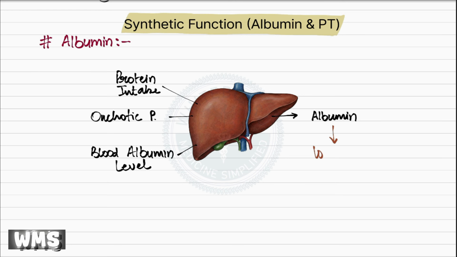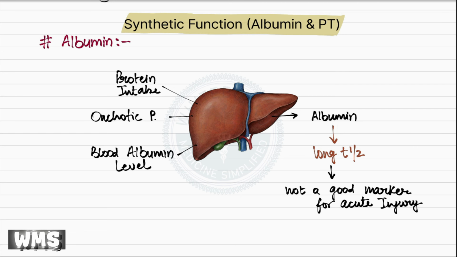Albumin has a long half-life of about 21 days. Because of this, even if the liver suddenly stops producing albumin, for example, in an acute liver injury, the already circulating albumin will still remain in the blood for days to weeks, so the level does not fall immediately. That's why albumin is not a good marker for acute liver damage. Instead, a low albumin level usually indicates a long-standing or chronic problem.